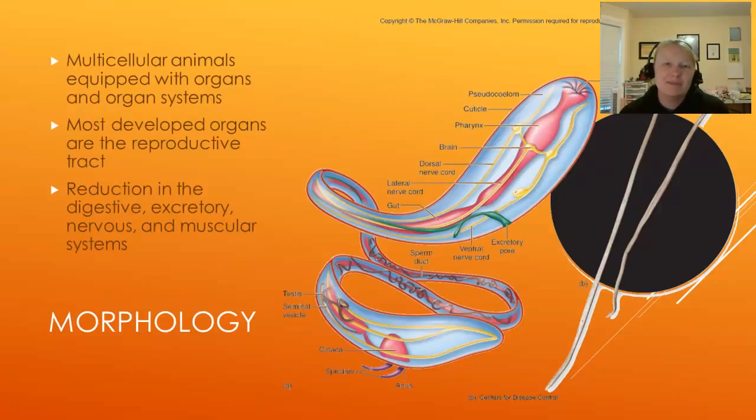So what is the morphology of the helminths? Well, these are the only multicellular microbe we're going to talk about this semester. These organisms have very rudimentary versions of our organ systems, which include the digestive, excretory, nervous, and muscular systems. And you can see those laid out here. They even have very rudimentary brains.